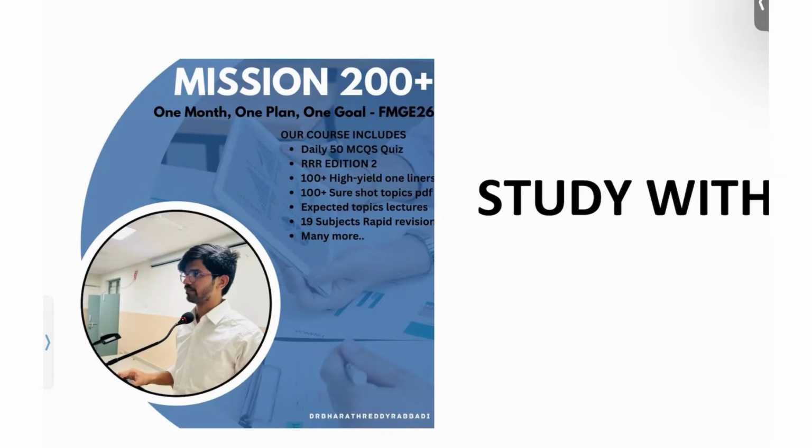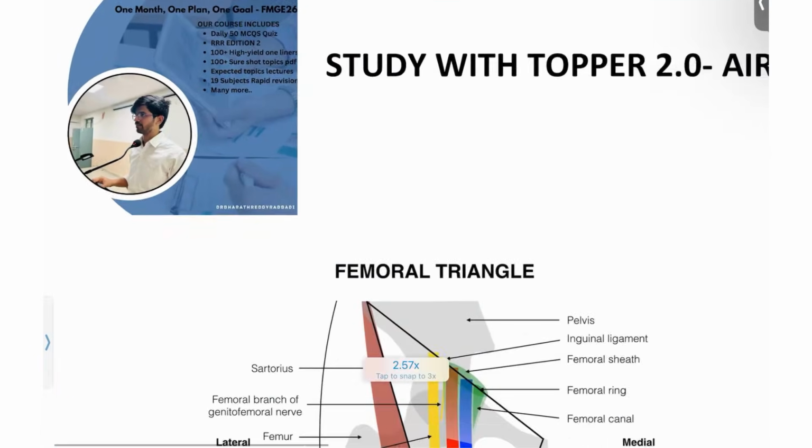Today we are going to start the Mission 200 Plus, 1 month, one plan, one goal. In this, we are going to discuss all 19 subjects' rapid revision lectures and also the expected series for the FMGE examination. So let's move on to the first subject, our anatomy rapid revision.